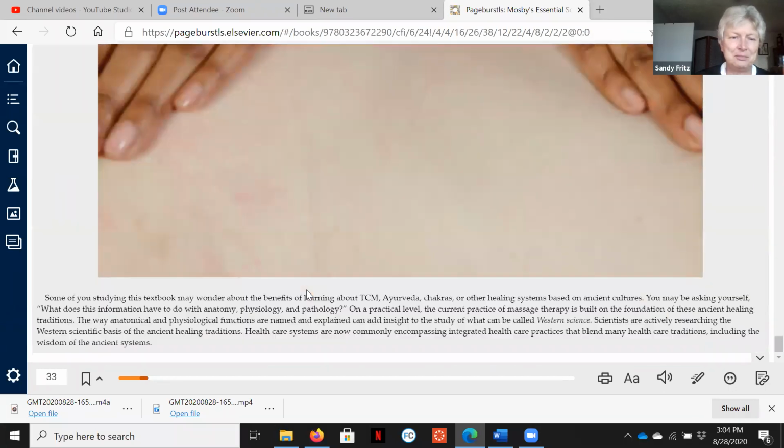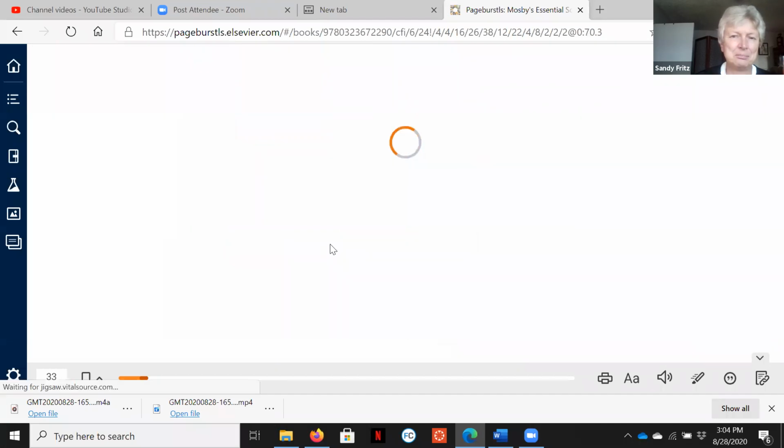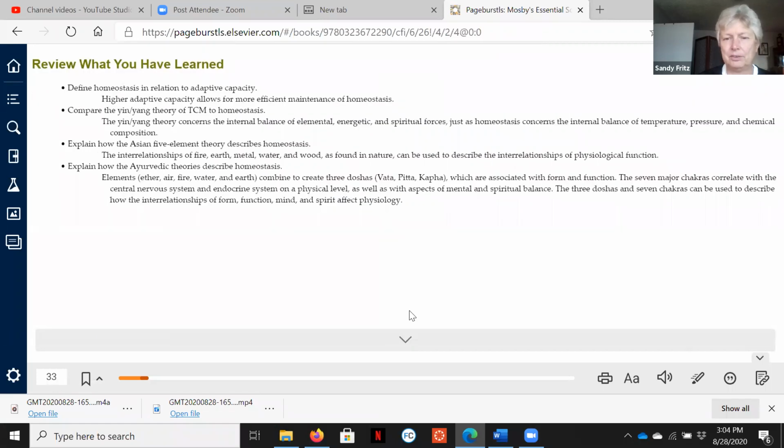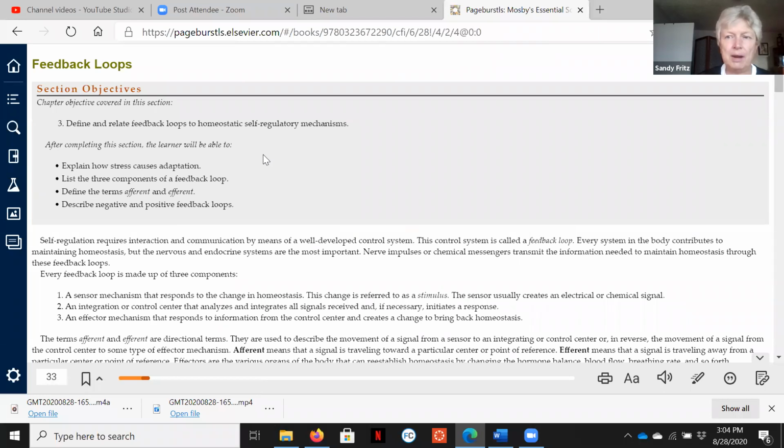Practical application with a little bit of myofascial stretching there. And again, reviewing what we have learned. As we progress, then we're going to talk about the communication system using feedback loops.